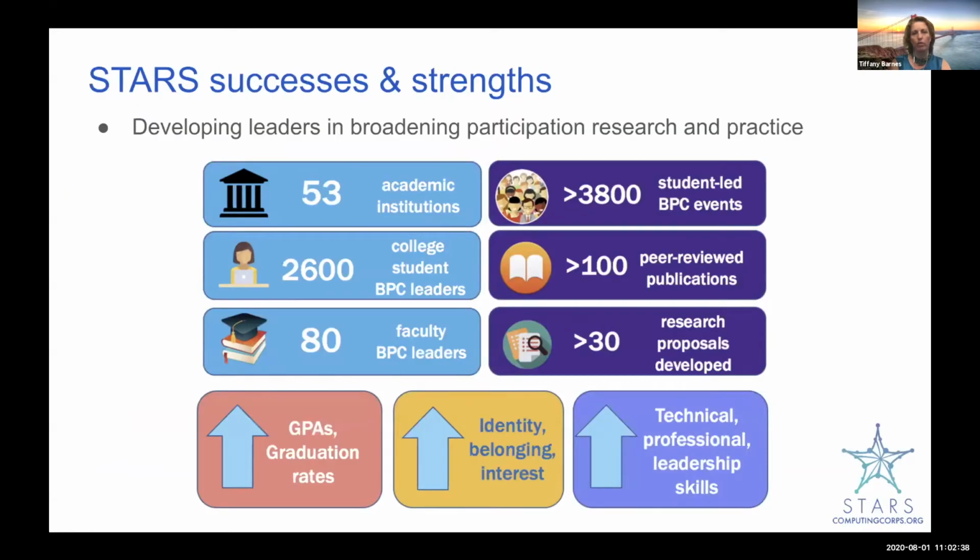Just to give you an overview of the kind of impact that we've had through STARS, we've had 53 academic institutions involved. We've had over 3,800 student-led broadening participation events led by 2,600 college students who were involved and about 100 faculty. It says 80 on there, but it's more. We've had lots of publications. We've done research on this program showing that getting college students engaged in reaching out to others is a great way to help them stay in computer science and to reach thousands and thousands of students in K-12.